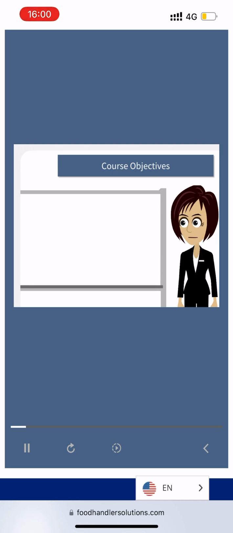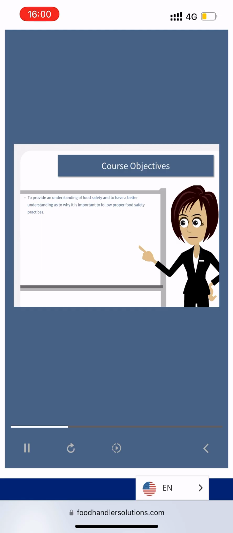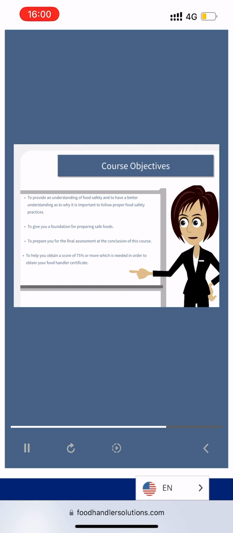Course objective. The main goals or objectives of this training are to provide an understanding of food safety and to have a better understanding as to why it is important to follow proper food safety practices, to give you a foundation for preparing safe foods, to prepare you for the final assessment at the conclusion of this course, to help you obtain a score of 75% or more, which is needed in order to obtain your food handler certificate. So let's get started.